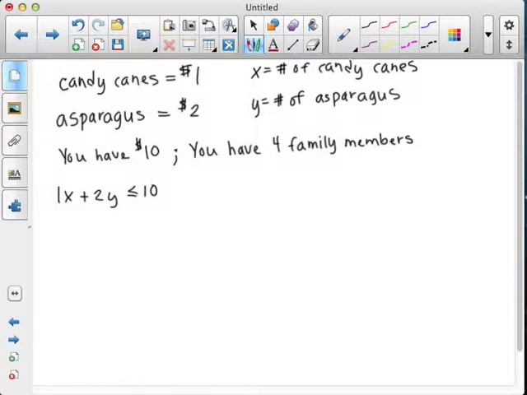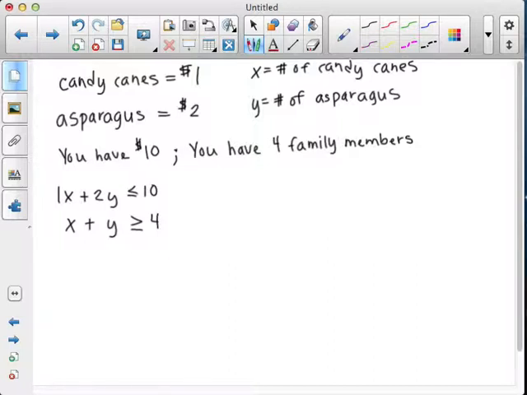So what that means is you now have another equation. So the number of candy canes and the number of asparagus total have to be at least 4. You can buy extra, but you have to have at least 1 for each family member. So now we have a system. We know that x plus y also has to be greater than or equal to 4. So we start thinking about the points that work here, and in order for a coordinate to be a solution to this problem, it has to work in both equations. It has to satisfy both inequalities.